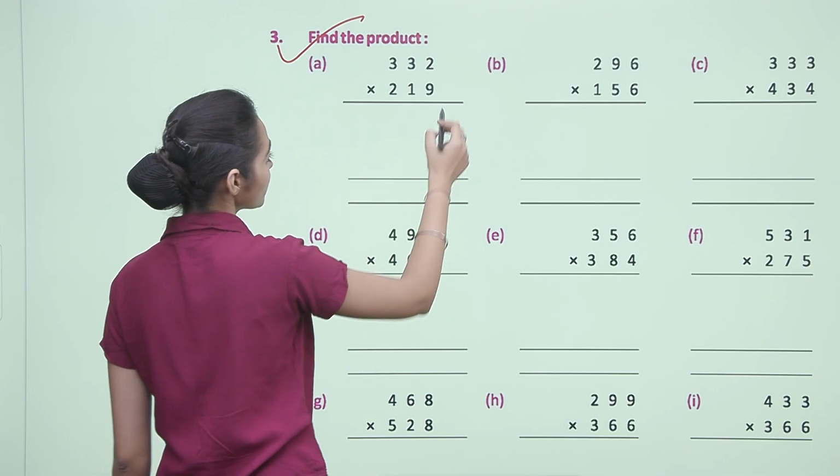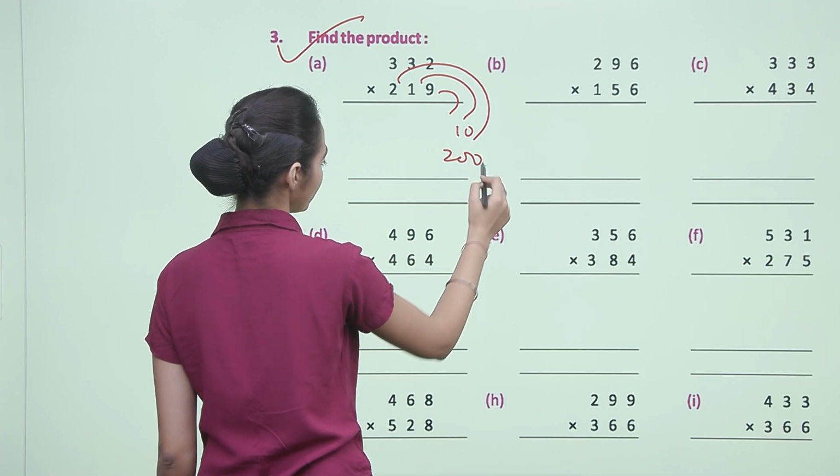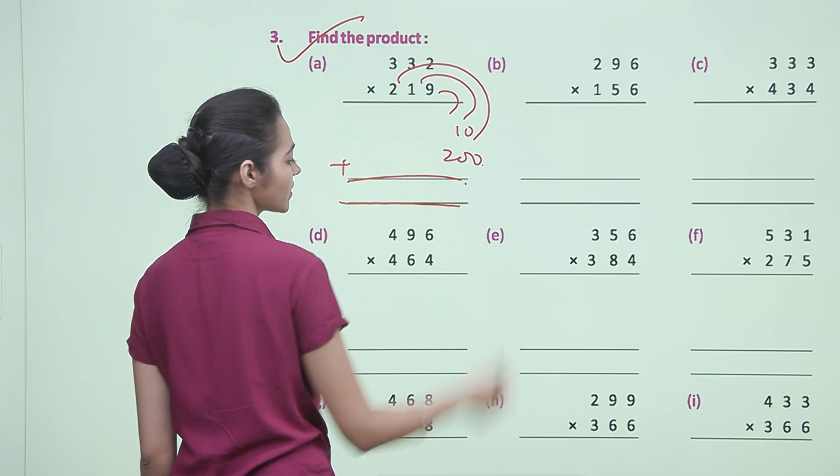Here again we have to find the product. Firstly you multiply by 9, then you multiply it by 10, and then you multiply it by 200, and then when you add, this is our required product.